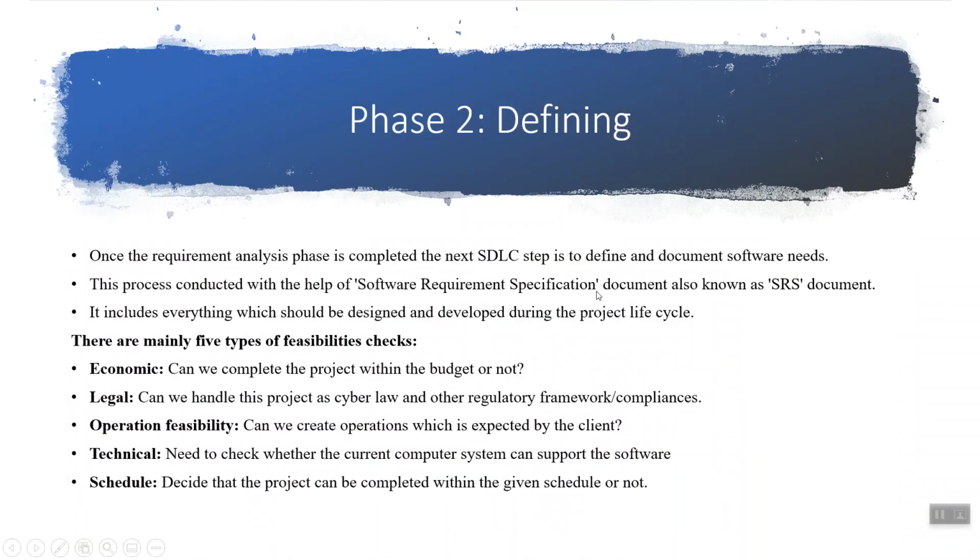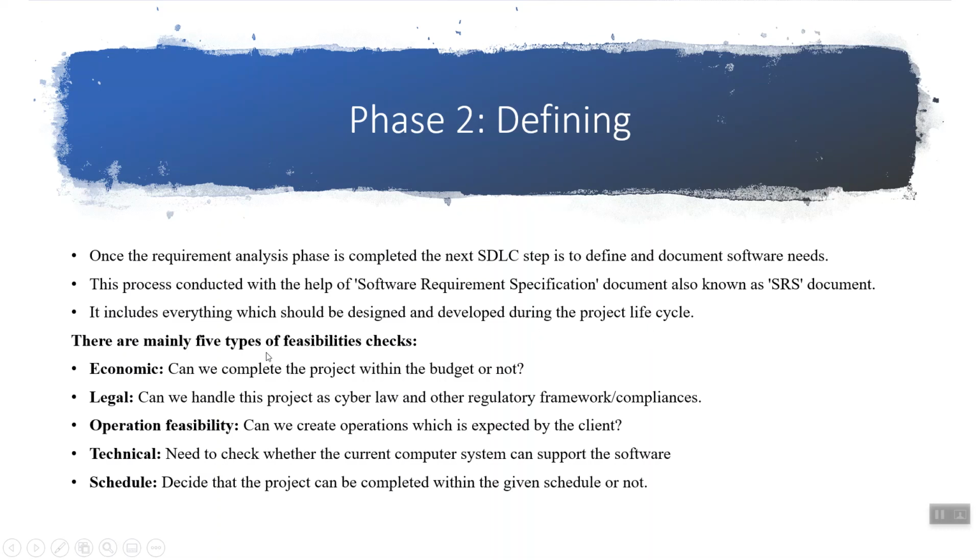The next phase, which is the second phase, is defining. Once the requirement analysis phase is completed, the next SDLC step is to define and document the software needs. This process is conducted with the help of software requirement specification documents, also known as SRS documents. It includes everything which should be designed and developed during the project life cycle.